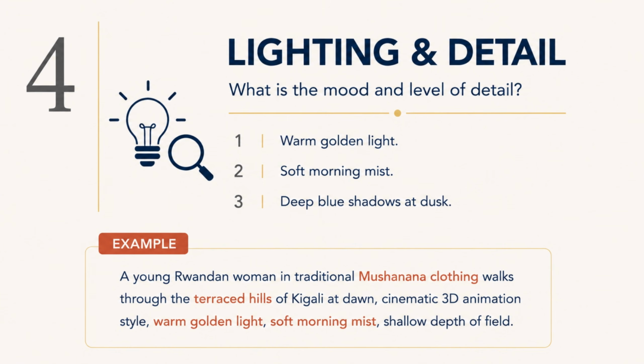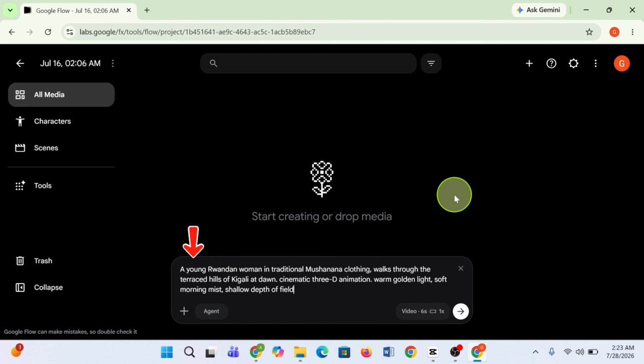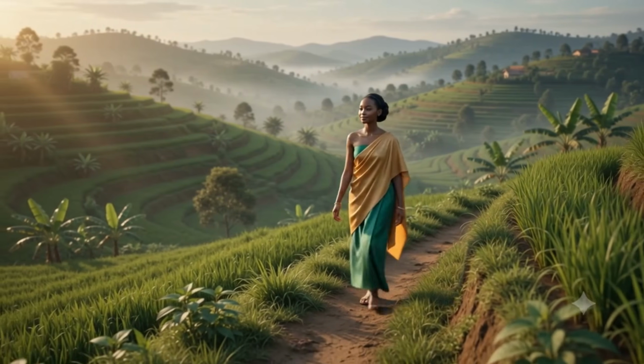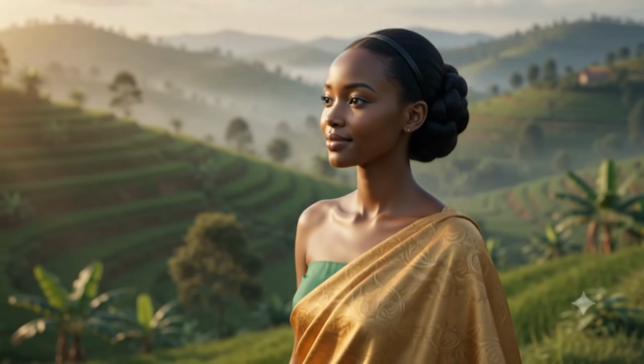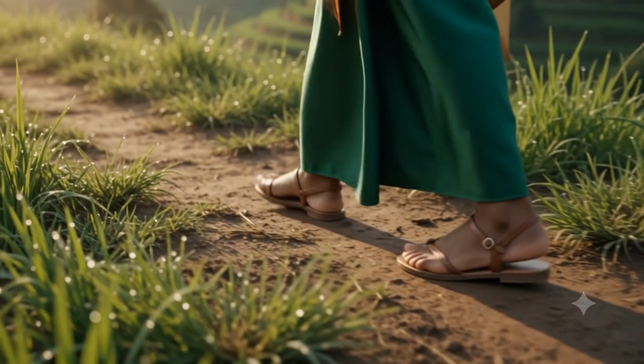Let me build the prompt live, 1 part at a time. Subject. A young Rwandan woman in traditional Mushanana clothing. Action and setting. Walks through the terraced hills of Kigali at dawn. Style. Cinematic 3D animation. Lighting and detail. Warm golden light, soft morning mist, shallow depth of field. Now I click Generate. Watch what happens. That is the difference 4 structured components make. Same tool, same button. Completely different result.